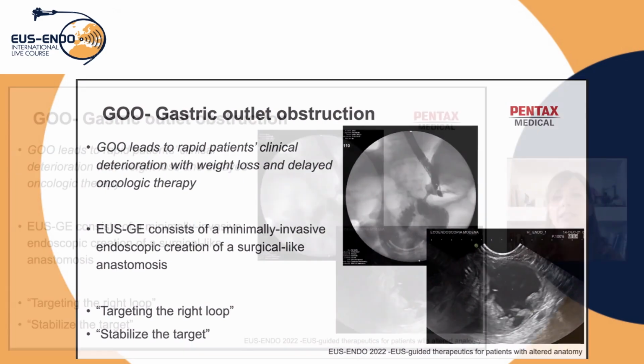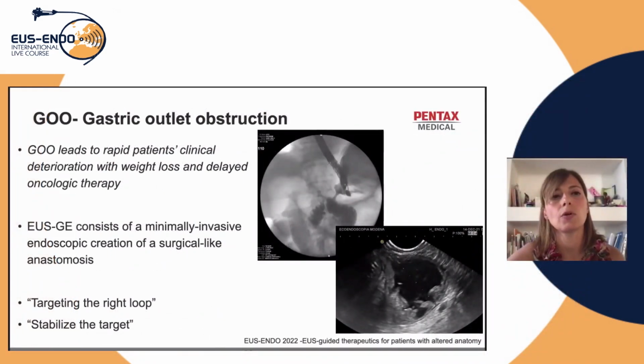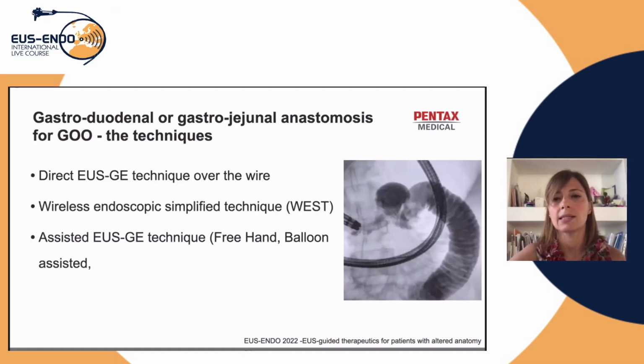Another indication for enteroenteric anastomosis is gastric outlet obstruction. Of course, in these cases, the altered anatomy is due to neoplastic disease, benign or also malignant, as I told you before. The problem is that gastric outlet obstruction leads the patient to a rapid clinical deterioration, weight loss, and moreover to stopping all oncologic therapy. And so we need to treat it easily.